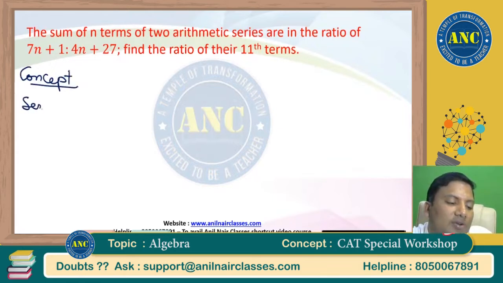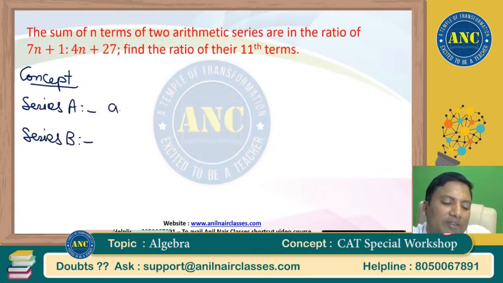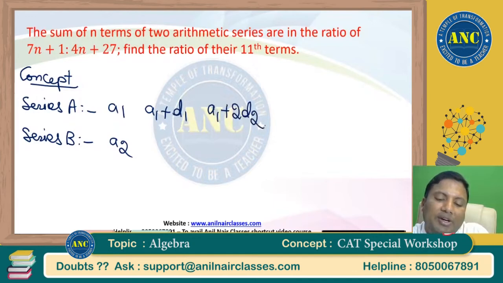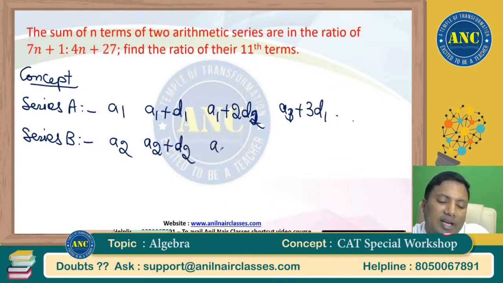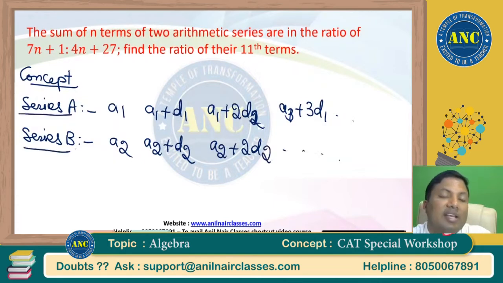There are two series. One is series A, another is series B. Two series are said to be different if their first term is different and the common difference is also different. A1, A1 plus D1, A1 plus 2 D1, A1 plus 3 D1 and so on. These are series A, and A2, A2 plus D2, A2 plus 2 D2 and so on are series B.